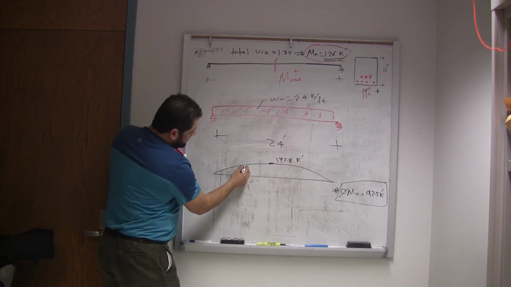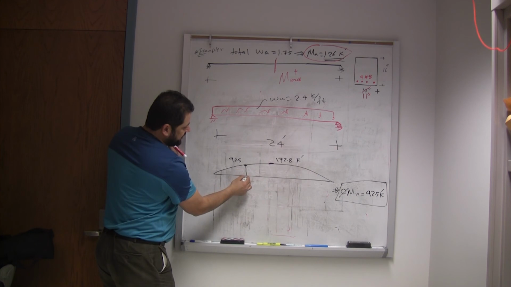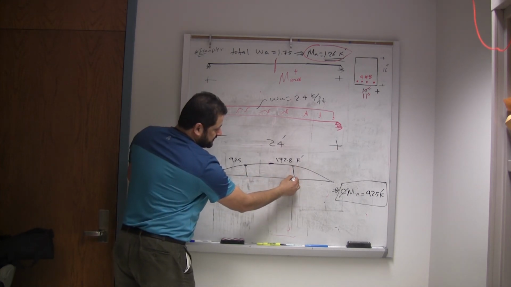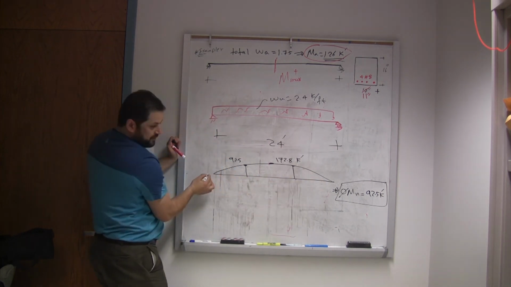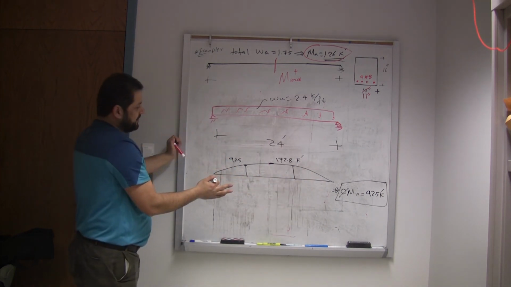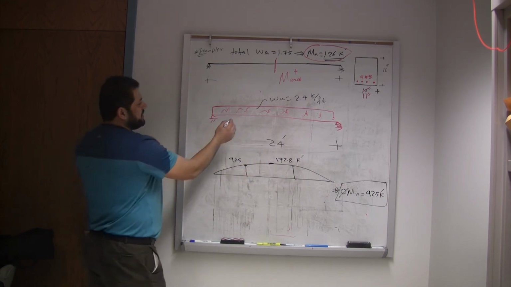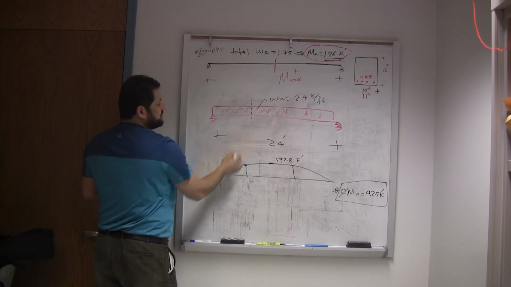So I'm looking for a moment here. When this moment is 92.5, from here to here, we just need 2 bars. Within this region, we need 4 bars. From here to here, and from here to the support, we need 2 bars only. So it's not similar triangles. You need to find the location where the moment becomes that much.